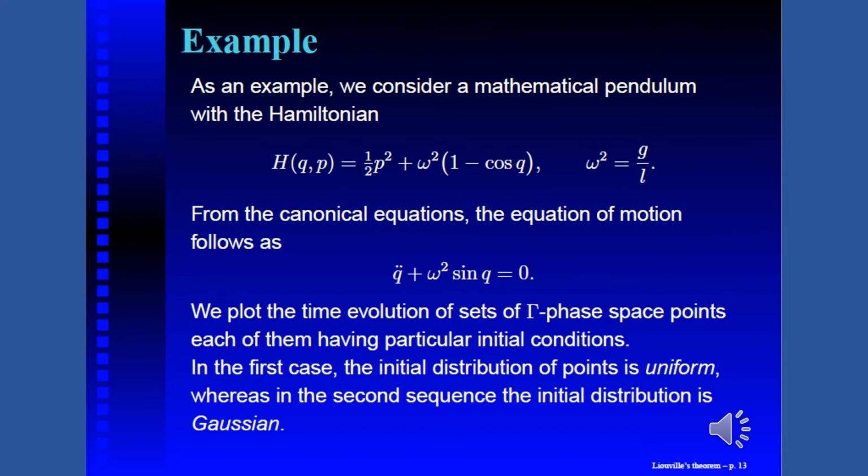Now we have an example. As an example, we consider a mathematical pendulum with the Hamiltonian H(q, p) equal to 1 over 2 p squared plus omega squared into (1 minus cos q), where omega squared is equal to g by L. From the canonical equations, the equation of motion follows: q double dot plus omega squared sine q is equal to 0. We plot the time evolution of a set of phase space points, each of them having particular initial conditions. In the first case, the initial distribution of the points is uniform, whereas in the second sequence, the initial distribution is Gaussian.